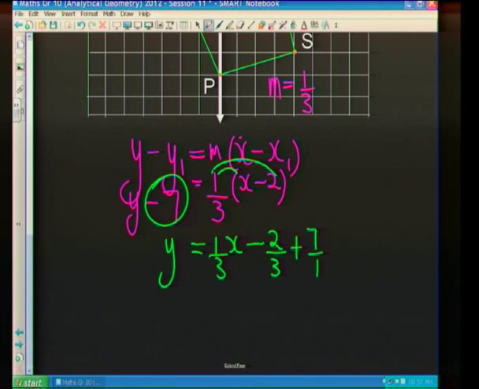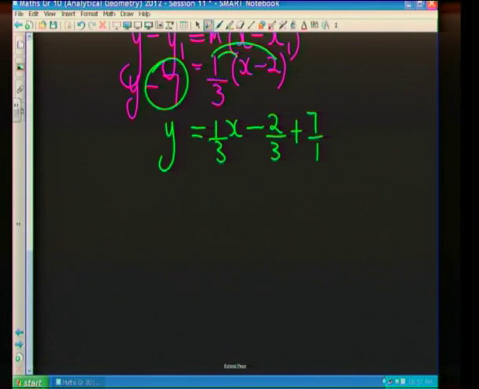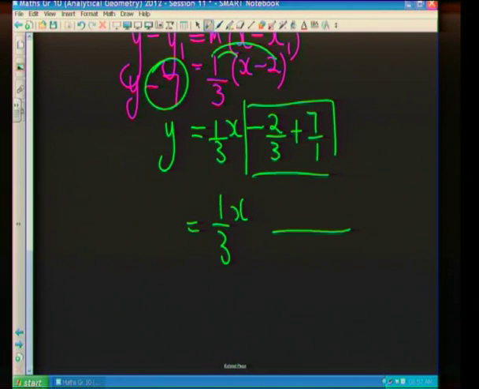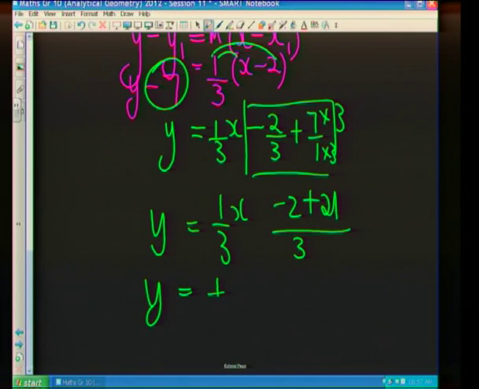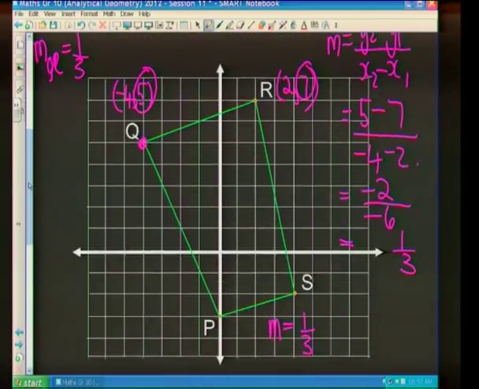Now, boys and girls, I know at this point you're probably just going to take out your calculators to add those two together, but remember the good old common denominator. Let's do it the old-fashioned way. I'm going to say common denominator of 3. I've got minus 2 plus 7 times 3. So that gives me 21. So the equation of my straight line in standard form is y is a third x plus 19 over 3.